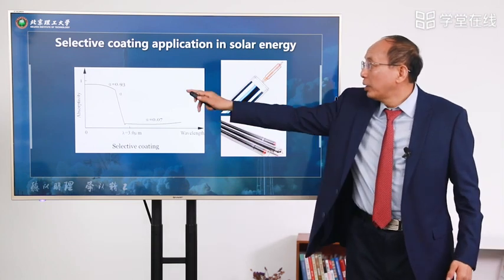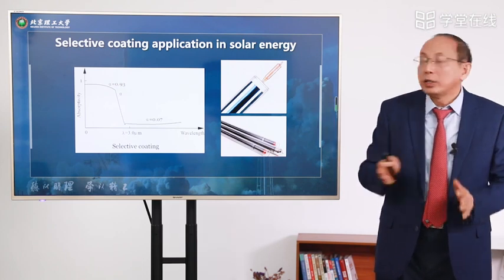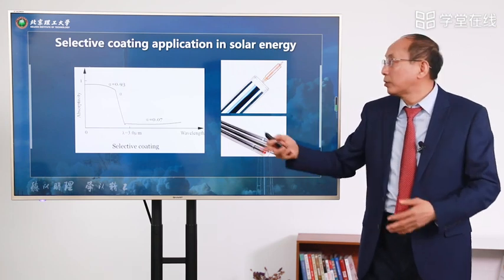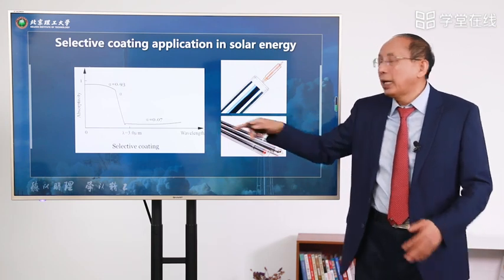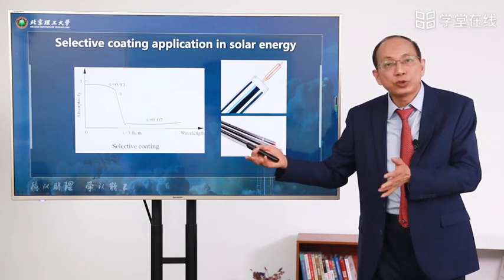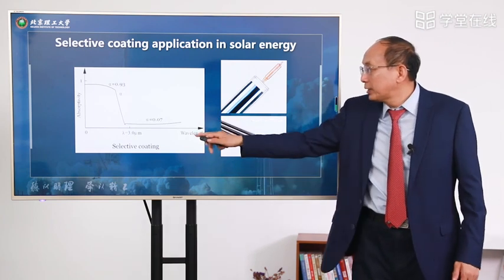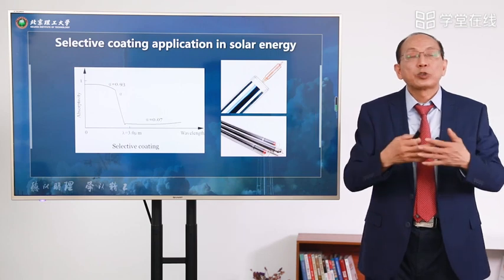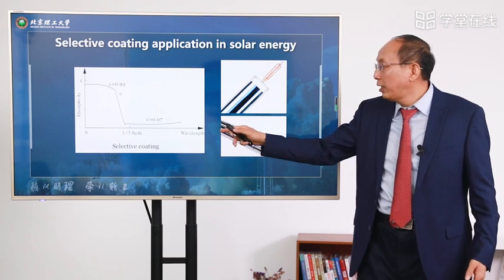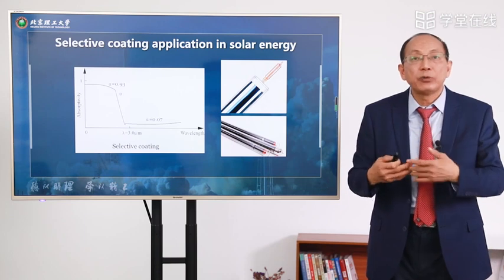So in this case, the wavelength is very, very small. For the receiving area, the absorptivity is also very big. However, in the large wavelength range, the absorptivity is very small. So in this case, the absorptivity is changed. In this case, we use a selective coating to increase the received energy.